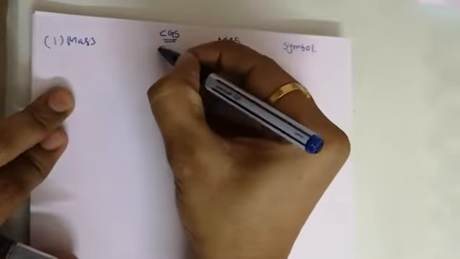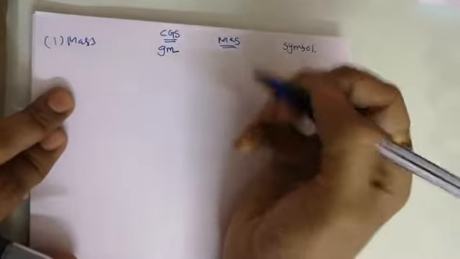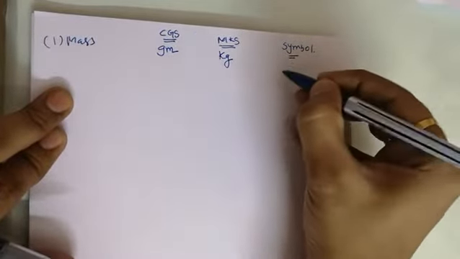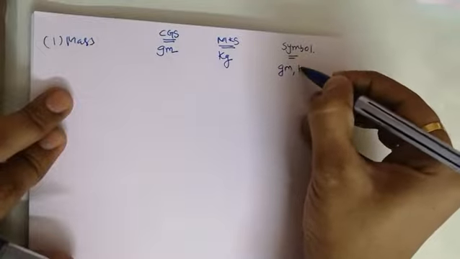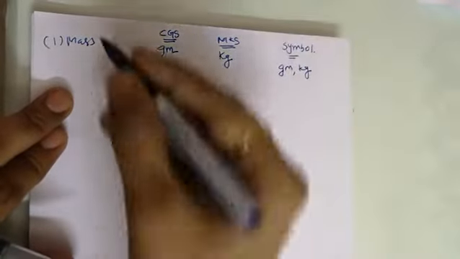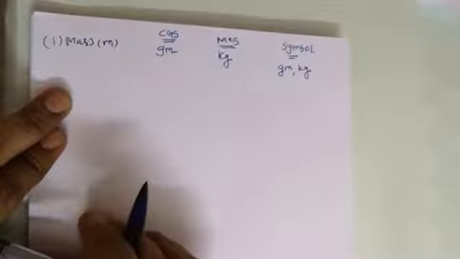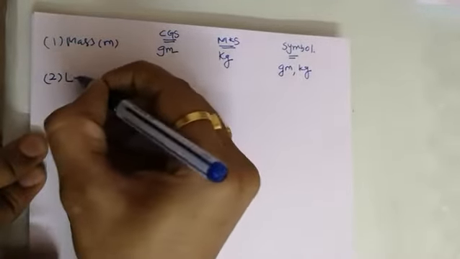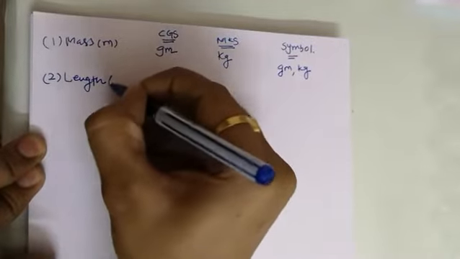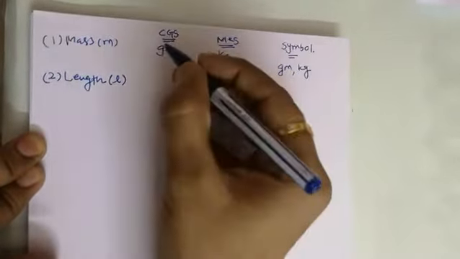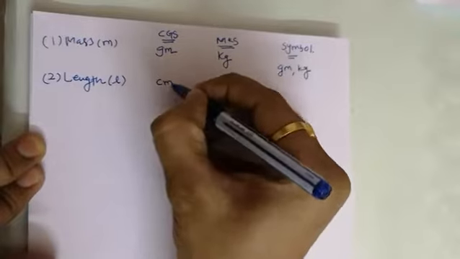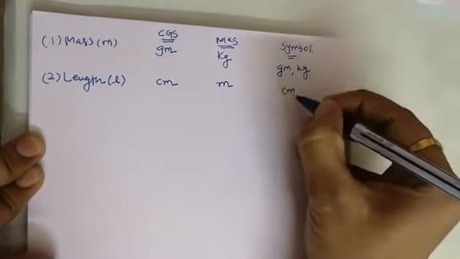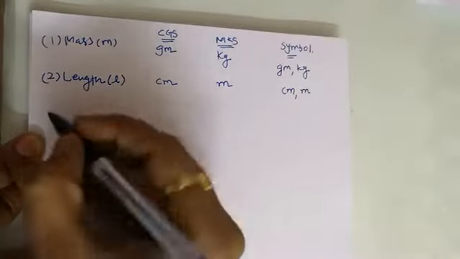Mass, in the CGS, is represented by gram, and in MKS by kilogram. The symbol is g or kg, and mass is very famously known as a small m. Next one is called length. Usually we use the letter L. For the CGS it is centimeter, and for MKS it is meter, so it would be cm and m.